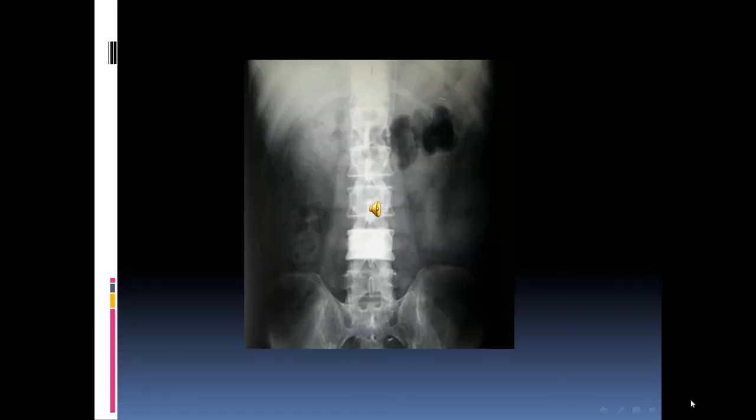So metastasis can appear osteolytic or osteoblastic, or it could even be a mixture of both. Sometimes a single vertebral body metastasis is seen, which is called ivory vertebra. As seen in this plain X-ray, we can see a single vertebra, noted here as a very dense vertebral body. This represents metastasis.